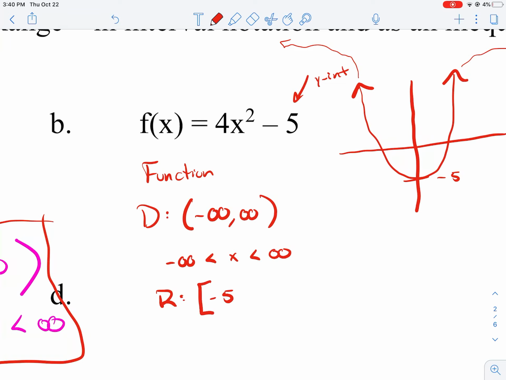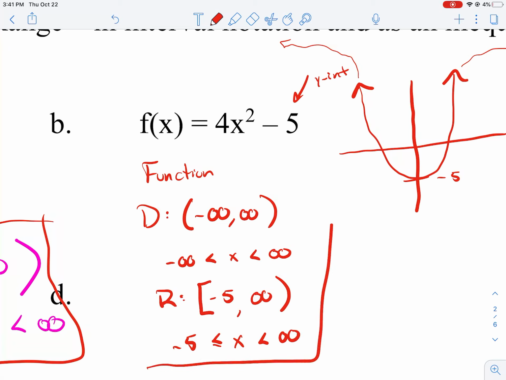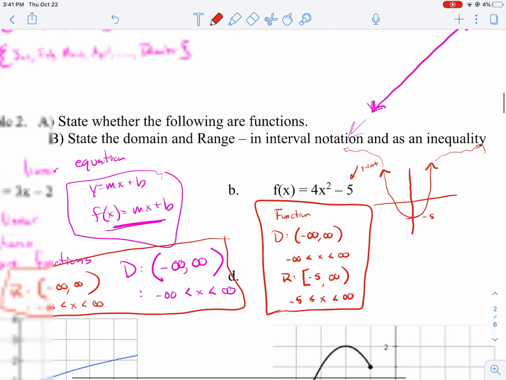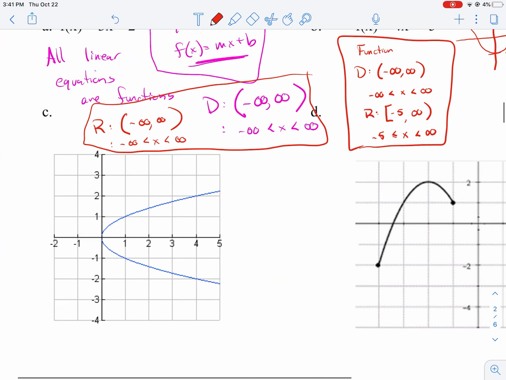So there's -5, and then where is it going? All the way to infinity, and when you're representing infinity, you can never really touch infinity. So therefore, that's why we have to put it in parentheses. So this goes back to your inequalities. If I were to write this, it would go -5 is less than or equal to y, because we can still equal -5, but we'll never equal infinity. All right, that's letter B.